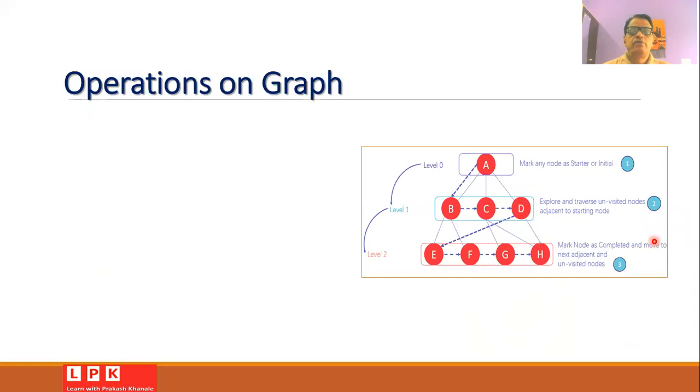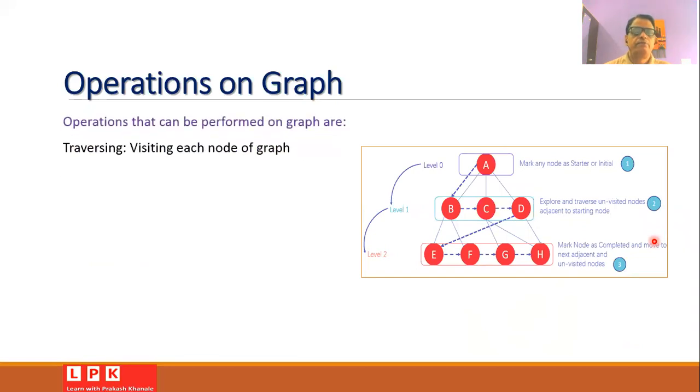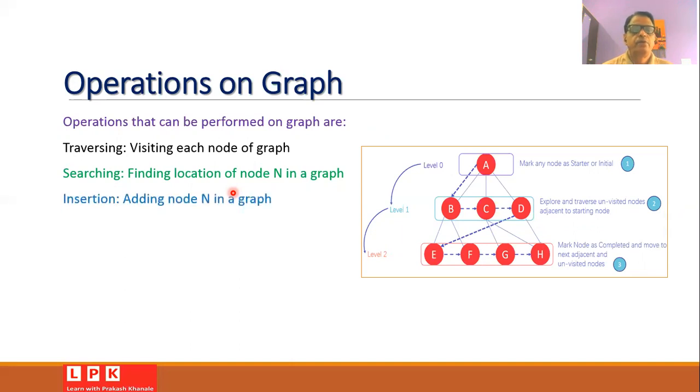Now let us understand what are the different operations that can be performed on the graph. The common operation that we need to perform on the graph is called traversing, where we can visit each and every node of the graph. Another popular operation is called searching, which is nothing but finding the location of the node n in the graph. Insertion is another operation where we can add the node n in the graph. Deletion is another operation where we can remove the required node from the graph.